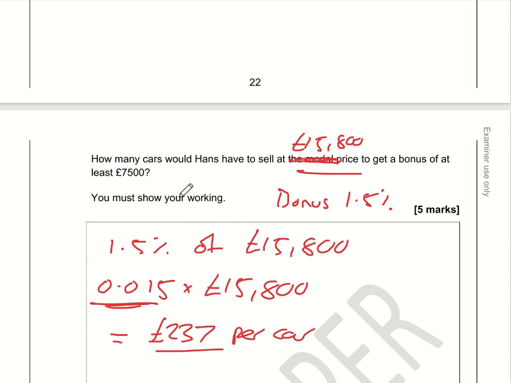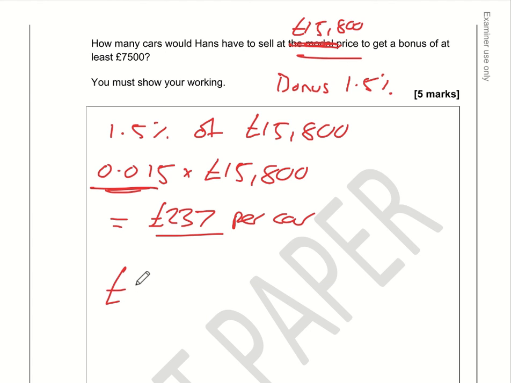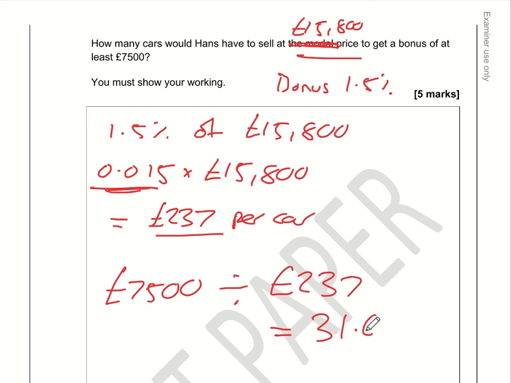So how many cars would he need to sell to make 7,500? Well, how many 237s go into 7,500? In other words, what is 7,500 divided by £237? And that comes to a total of 31.64. Do we round up or down?